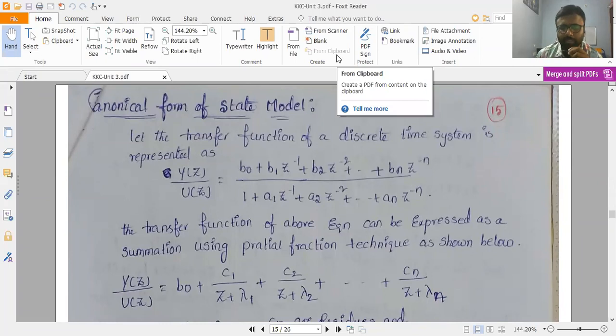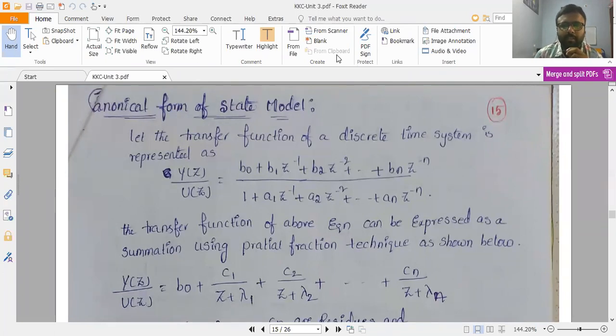The canonical form of the state model is nothing but, in the previous class, we discussed the block diagram representation of the state equations. That block diagram representation is simply called the canonical form of the state model. Without any delay, let us discuss the basic concepts regarding the canonical form, that is nothing but the block diagram representation of these particular state equations.